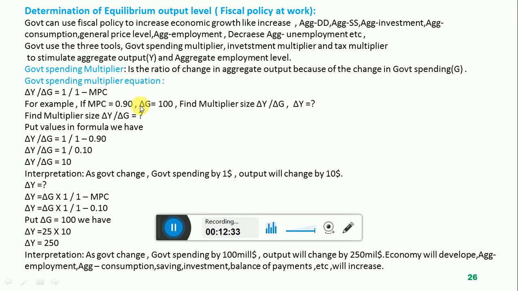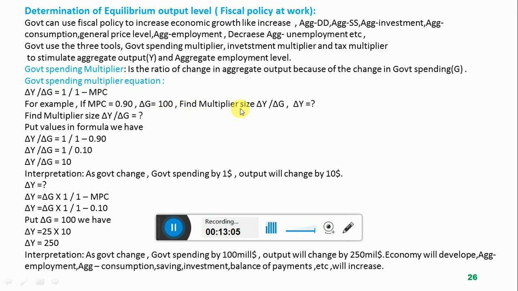Delta G, delta is a Greek letter. You all know delta is a Greek letter and it means change. Change in GDP, change in GNP, change in aggregate output, or change in government spending. So delta G means change in government spending, suppose that is 100. If the government is increasing government expenditure by $100 billion.